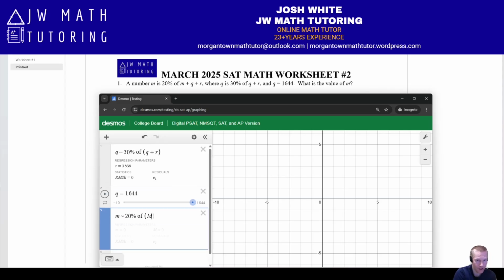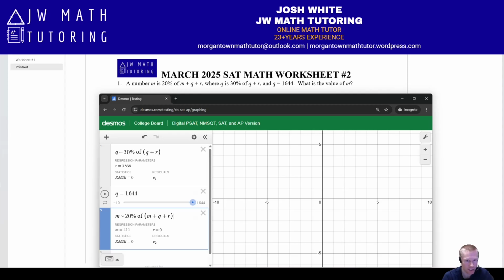So now we can go to the first part of this problem where it tells us M is 20% of, and then we have M plus Q plus R. Now, when we work this out, let's see here. Why is this not giving me the answer that matches my notes? Oh, here's the problem. Okay.